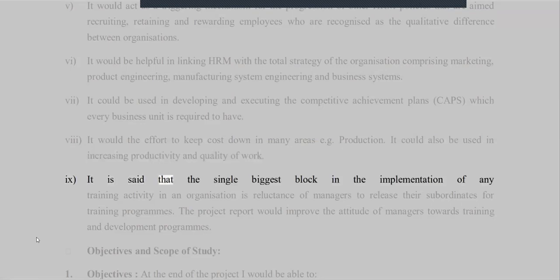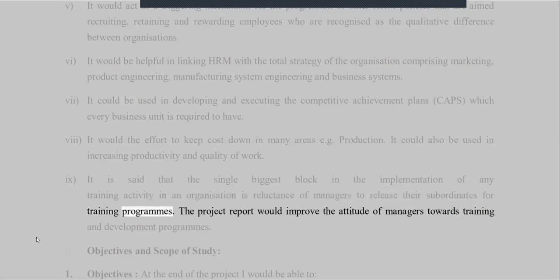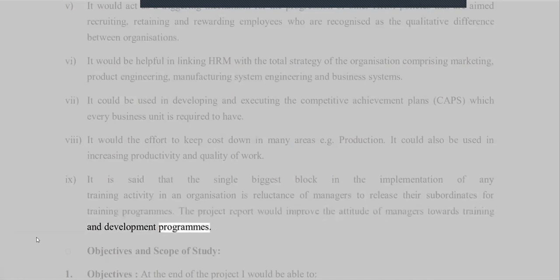9. It is said that the single biggest block in the implementation of any training activity in an organization is the reluctance of managers to release their subordinates for training programs. The project report would improve the attitude of managers towards training and development programs.